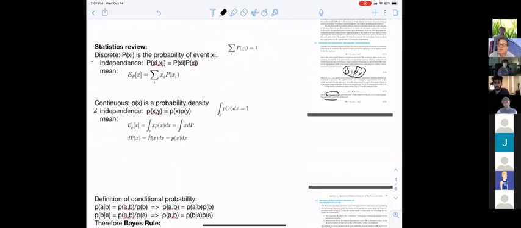A discrete probability density is probability of xi, where xi are a discrete set of events. You pick a ball out of a bag, and it's either blue or red. It's not something in between. It's one or the other. So an event might be I observe a blue ball. An event might be I observe a red ball.